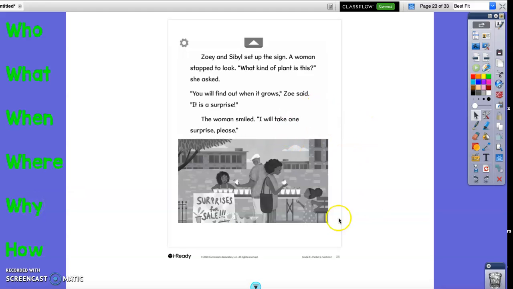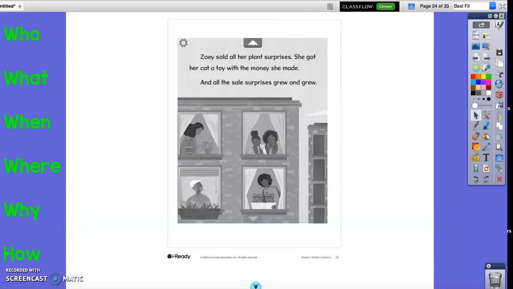Okay. So, Zoe fixed it and made them look like she did this on purpose. They're called surprise plants, right? So people will be surprised when they're finally grown. Zoe sold all her plant surprises. She got her cat a toy with the money she made, and all her sale surprises grew and grew. So do you see in the picture? These are the people that bought all her plants, and they're all growing into different things.